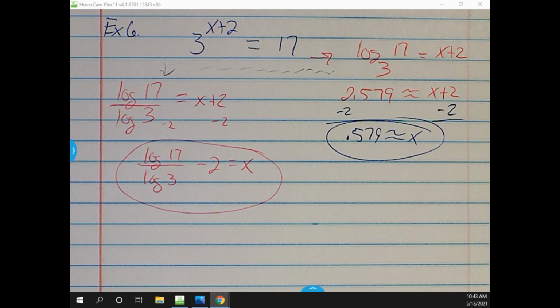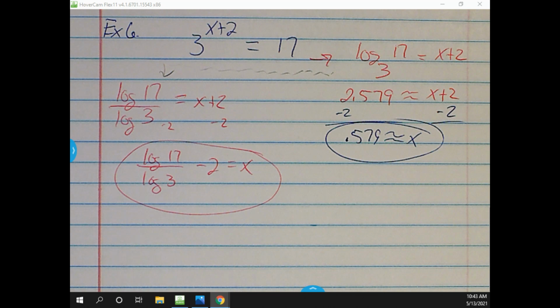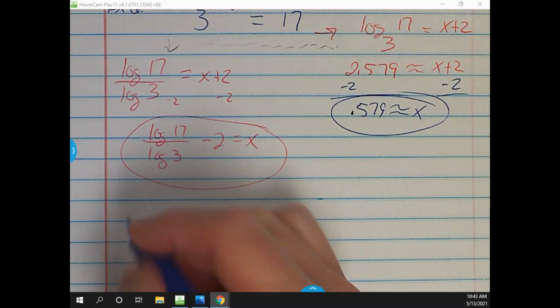Okay, so there's all the different ways where you've got a number that's in exponential form. Now we're going to go back and look at where it's in log form because we're just going the other direction now.